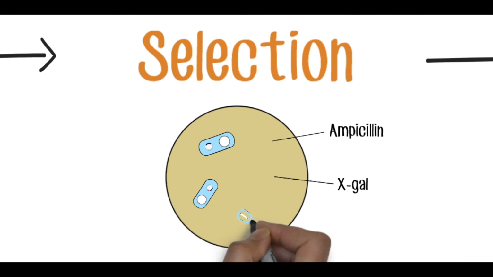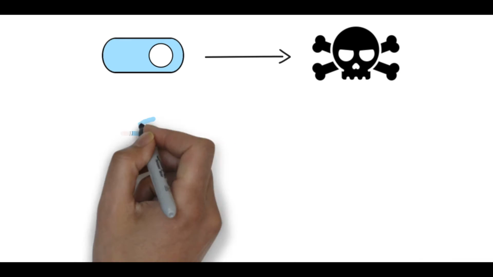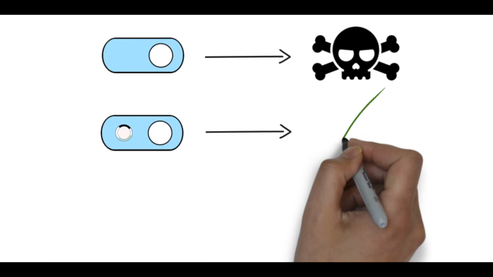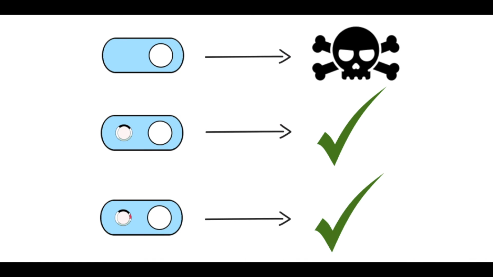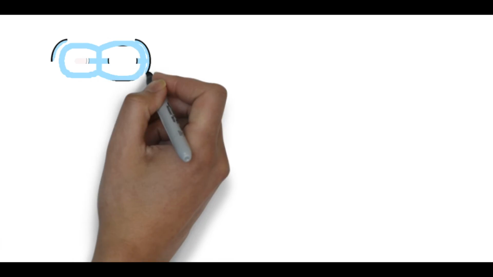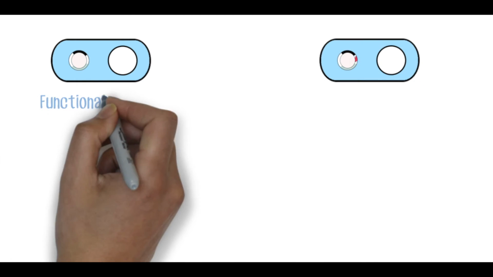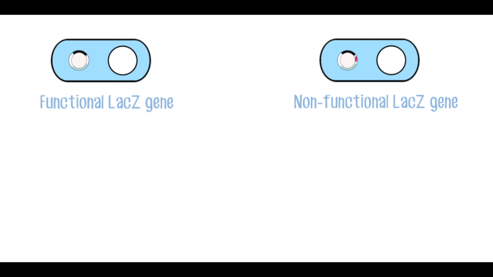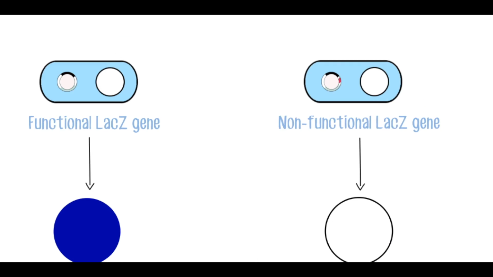overnight. Bacterial cells which did not take up any plasmids lack the ampicillin resistance gene and are not able to survive in the agar medium, whereas bacterial cells with unaltered or recombinant plasmids are able to grow on the agar medium. Functional LEX-Z gene on unaltered plasmids produce an enzyme that converts agar into a blue product. As a result, bacterial colonies containing unaltered plasmids appear blue, whereas those containing recombinant plasmids appear white.